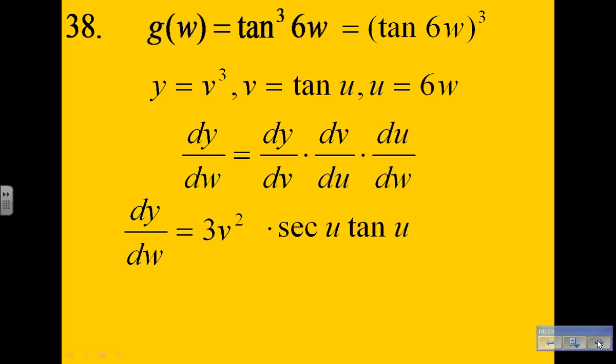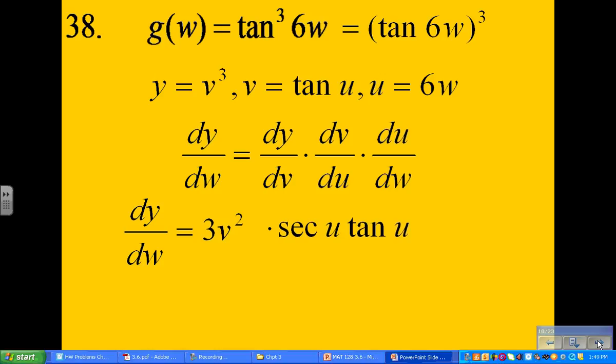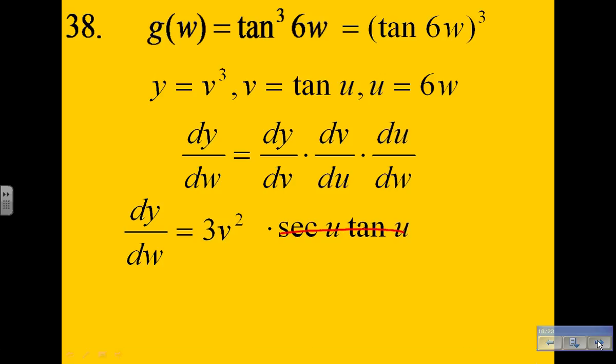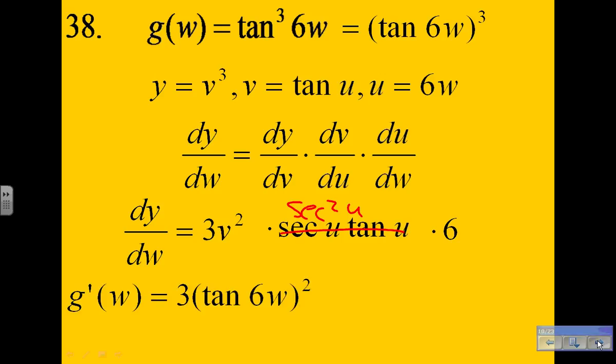I wrote secant tangent. It should be secant squared. Secant squared of u. And what's the derivative of 6w? 6. You'd fill in tangent of 6w for the v, and 6w in for the u, and then just times 6. That would be secant squared of 6w times 6.